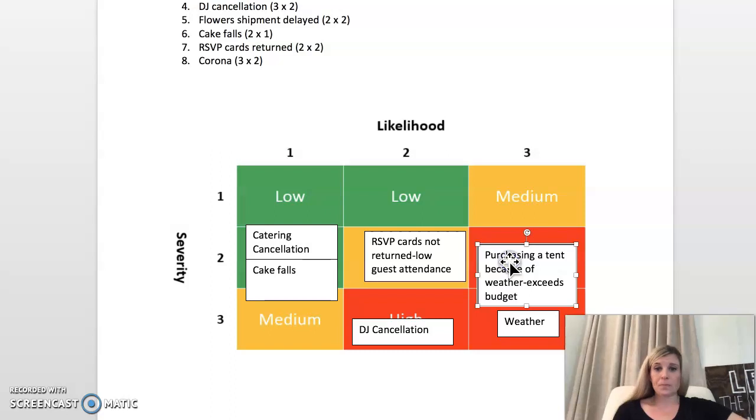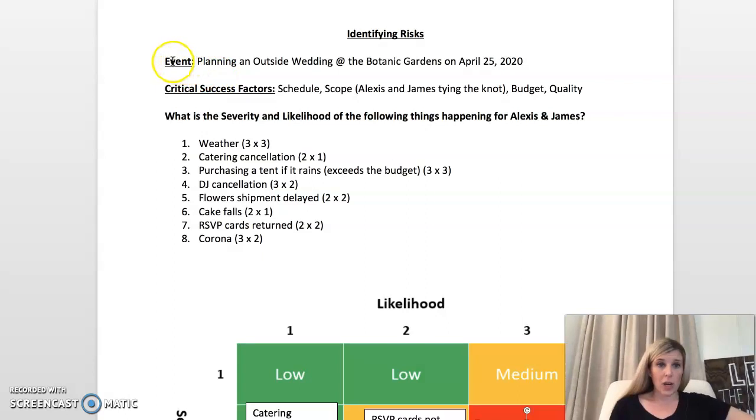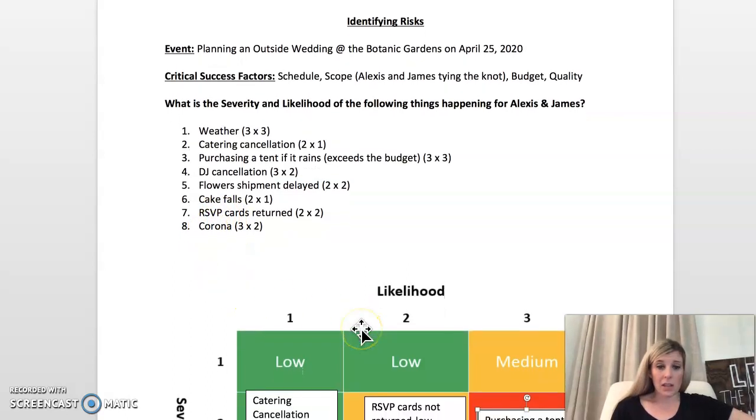So I want you to do this exact same thing for your projects. You are going to be identifying risks at the very top. You're going to write your project or your event right here, writing out the details, and then you're going to state the goals and the critical success factors of the event, looking at the schedule, scope, budget, and quality. And then what is the severity and the likelihood of the following things happening to your project? And I want you to list out at least 6 potential risks for your project. If you have more, great, that's excellent. You can list all of those there, and then you're going to plot them on the actual graph.